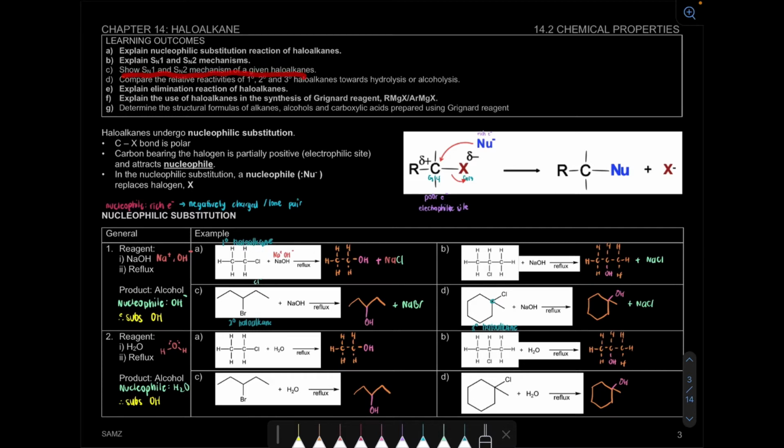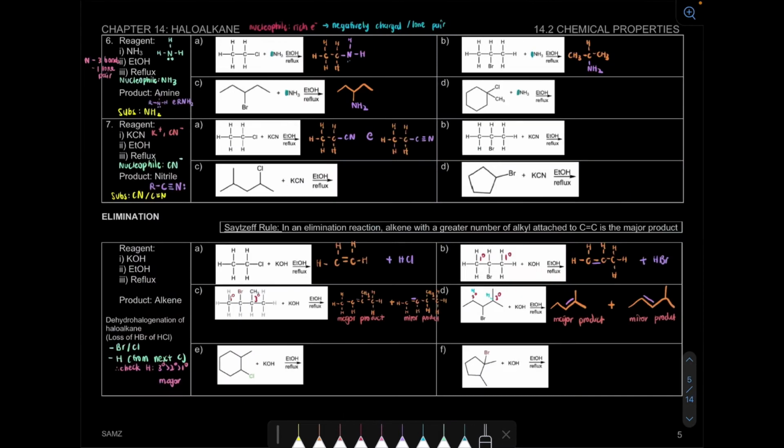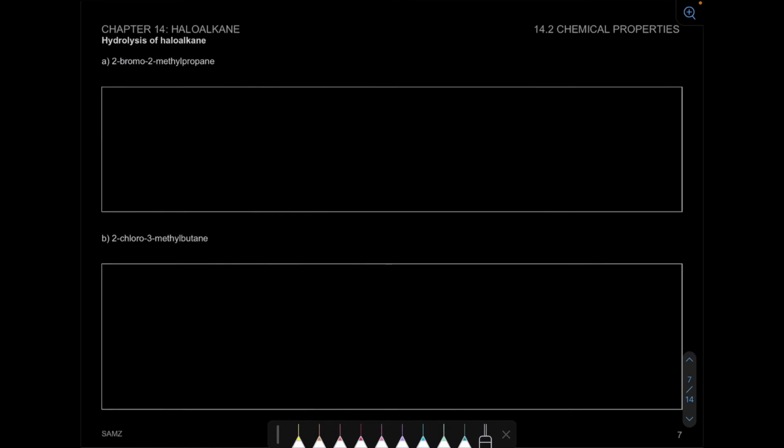In this video, what we're going to learn is how to show the SN1 and SN2 mechanism for a given haloalkane. In the previous video, we explained what the SN1 and SN2 mechanisms are, and we compared the relative reactivities of primary, secondary and tertiary haloalkanes. So in this video, we're going to apply that knowledge to a given haloalkane. So let's look at your notes on page 7.